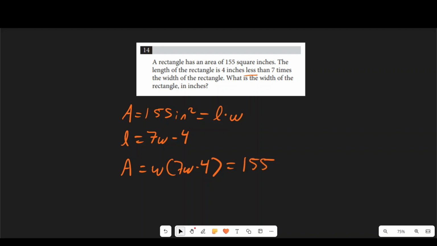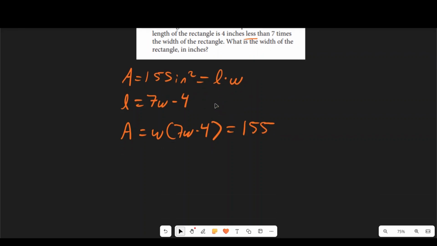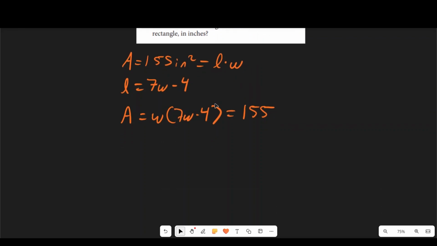155 inches squared. We'll just forget about the units for now. So now we need to solve for W. If we distribute this W in this term, we get a W squared term: W times 7W will be 7W squared, minus 4W, is equal to 155. Now notice we have a W squared.